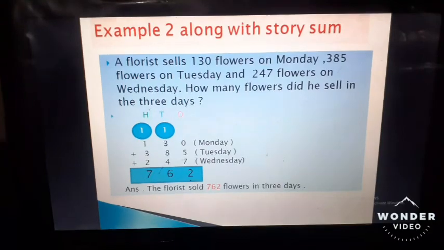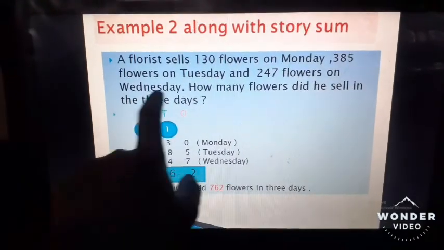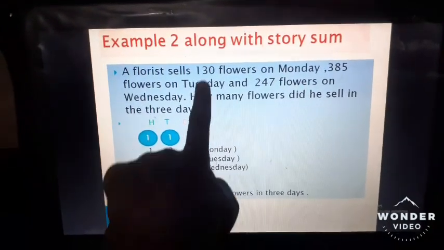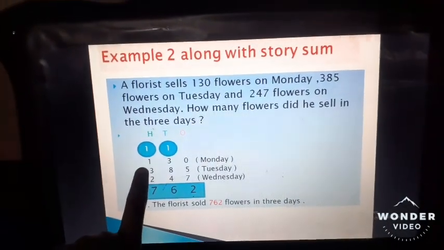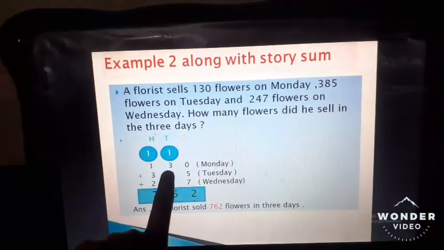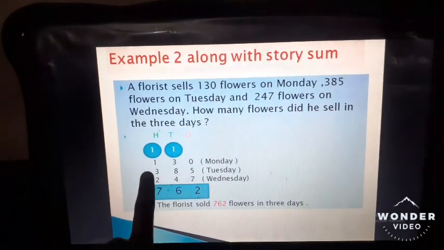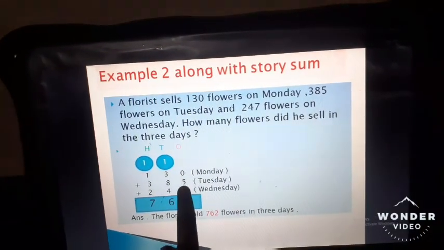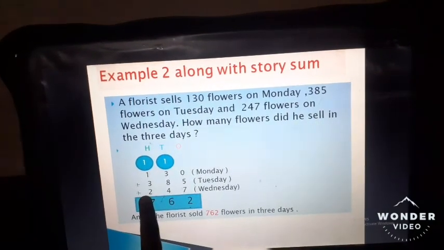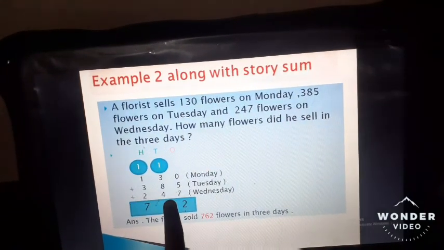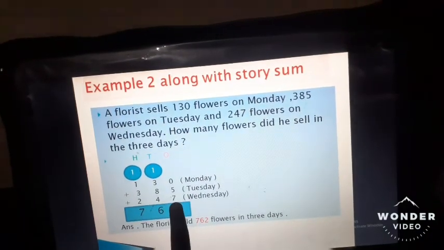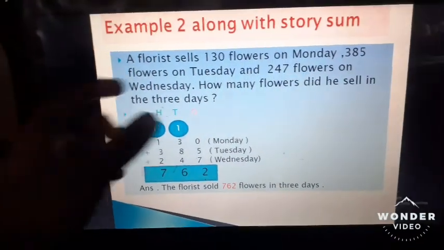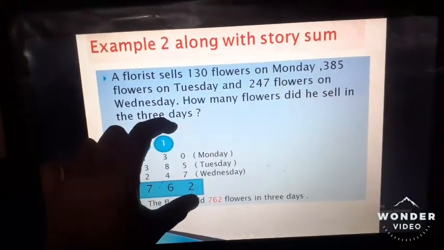So before starting our solution, we have to arrange the sum in proper format, that is place value chart, hundreds, tens, ones. In 130, 1 will be in hundreds, 3 will be in tens, 0 will be in ones. Similarly in 385, 3 will be hundreds, 8 will be tens, 5 will be ones. In 247, 2 will be hundreds, 4 will be tens, and 7 will be in ones. Now students, we have to add. So firstly we are going to start with our ones.